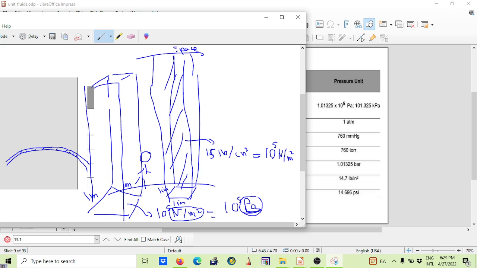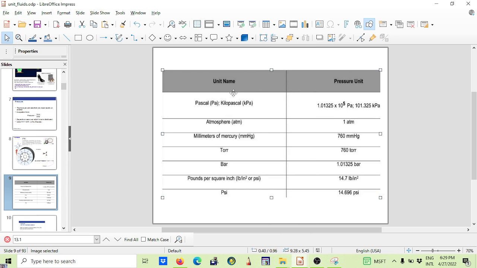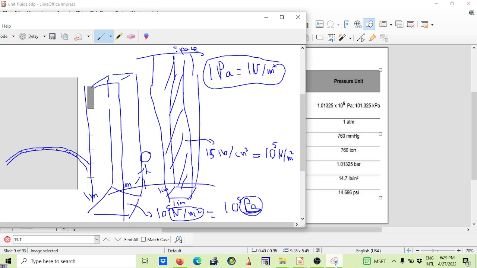So 1 Pascal is 1 Newton per meter squared, because we have all those scientists that we want to honor. So okay, Pascal has his own unit. Okay, so we can also use atmosphere to measure the pressure of a gas, and the atmospheric pressure is 1 atmosphere. Okay, so again, what's 1 atmosphere?